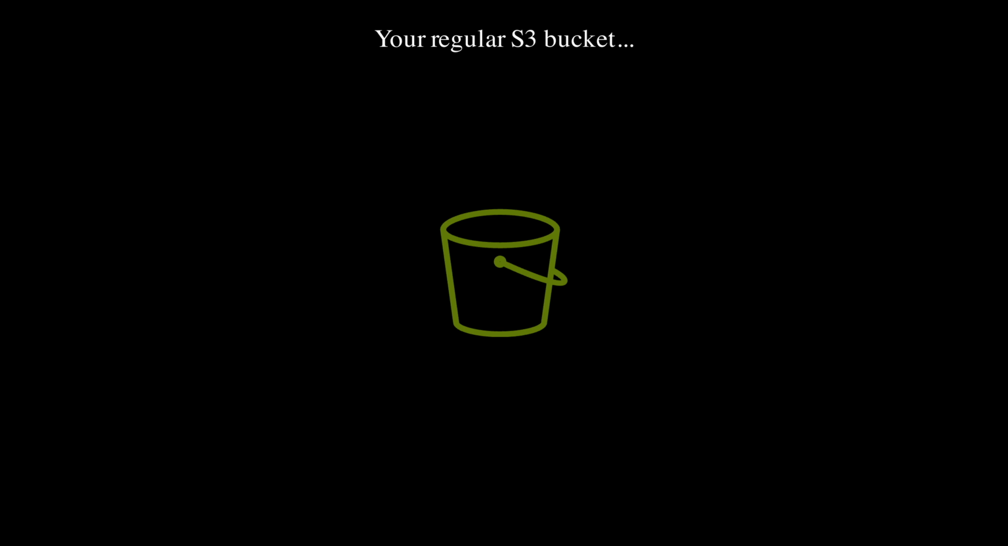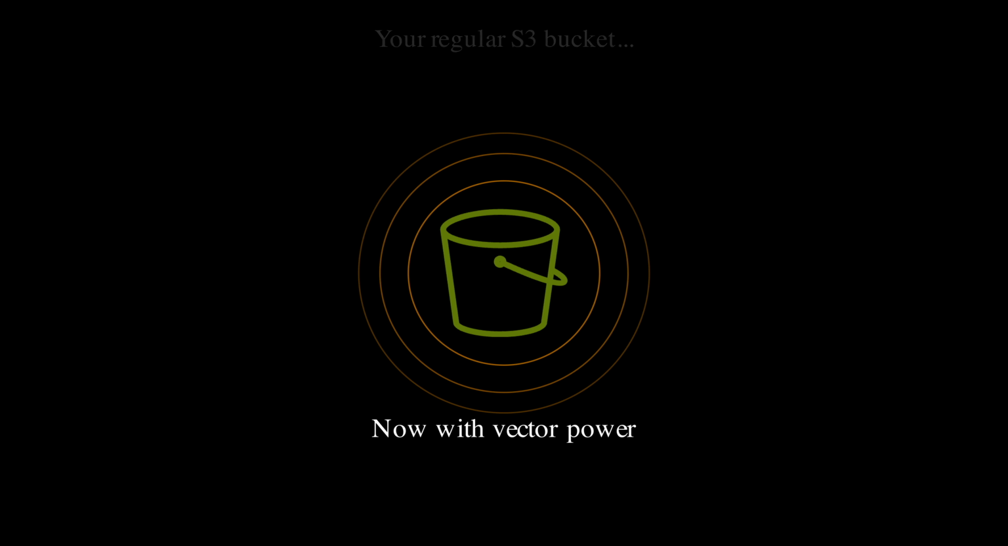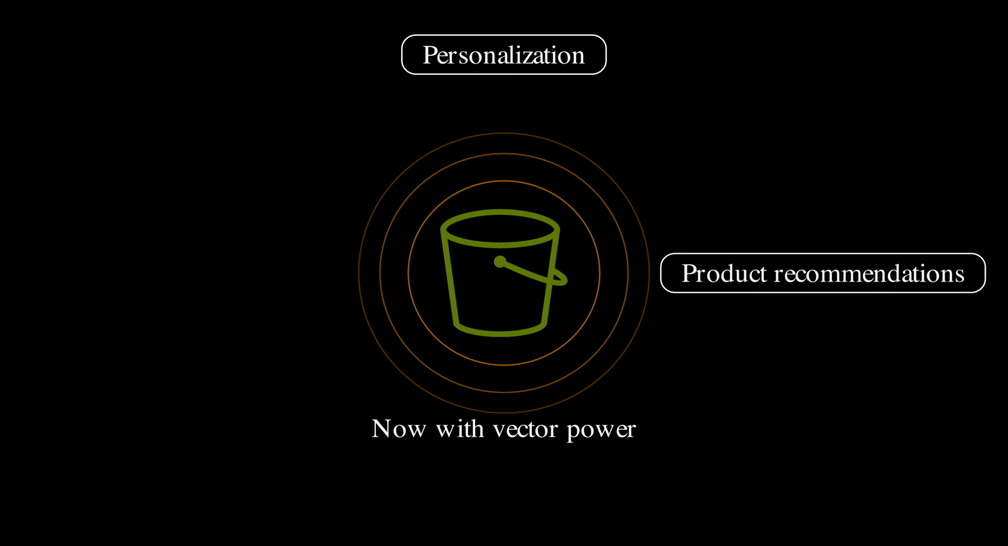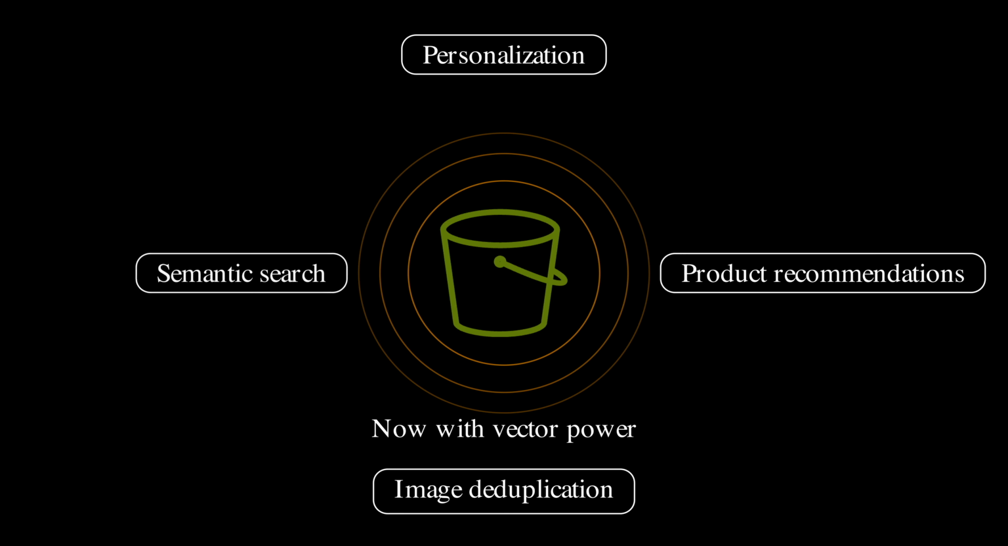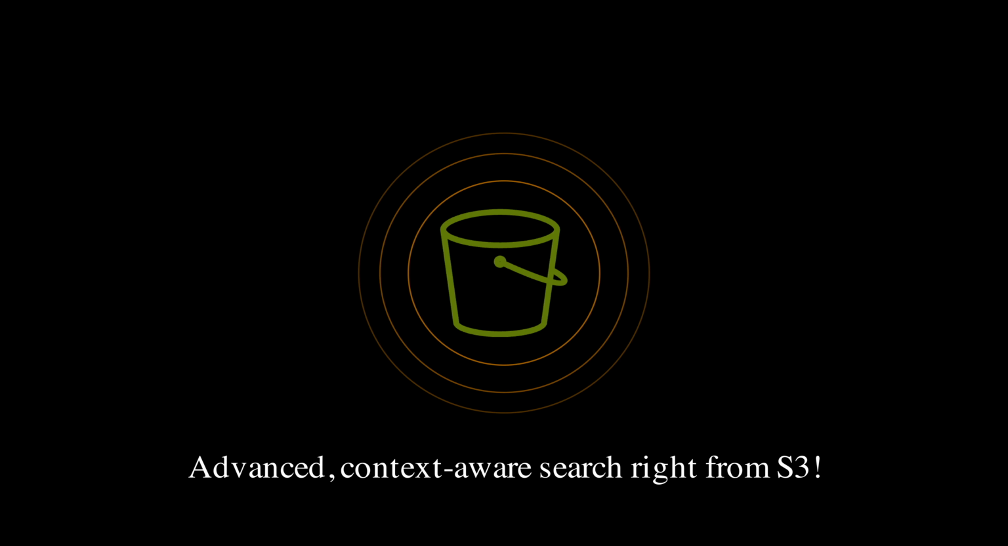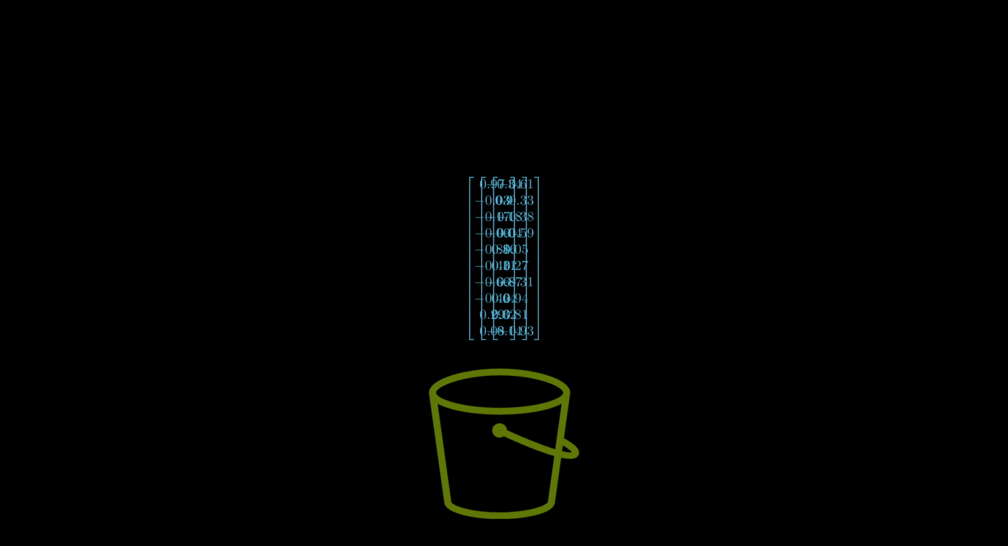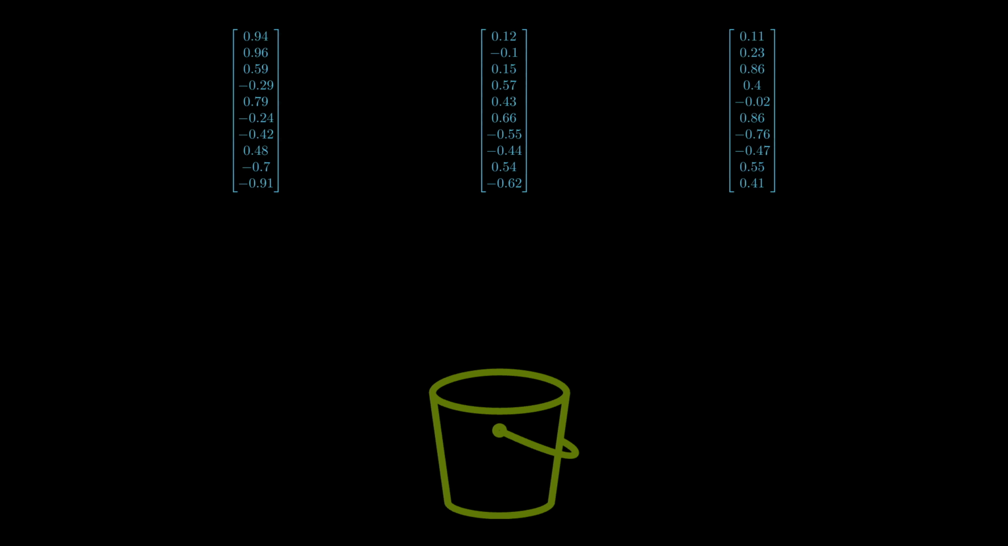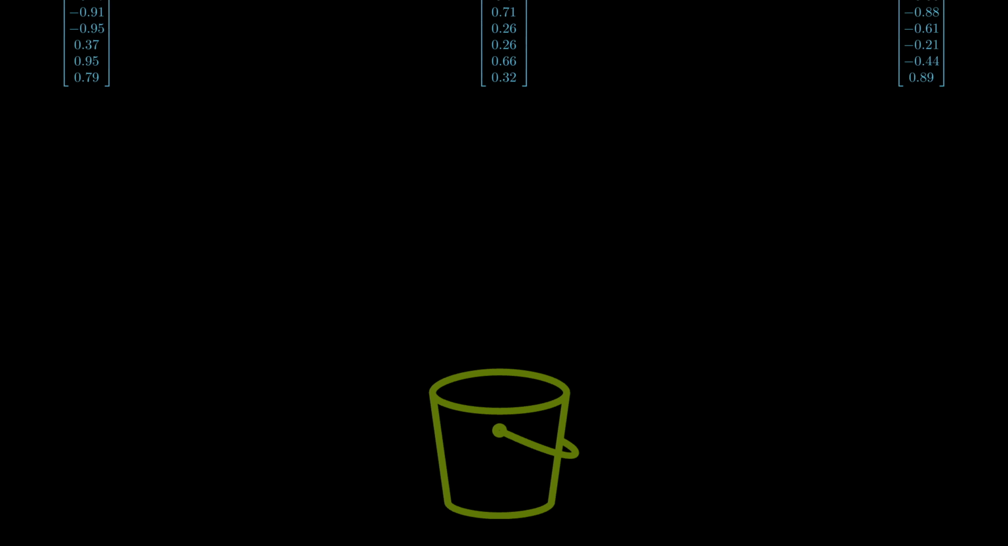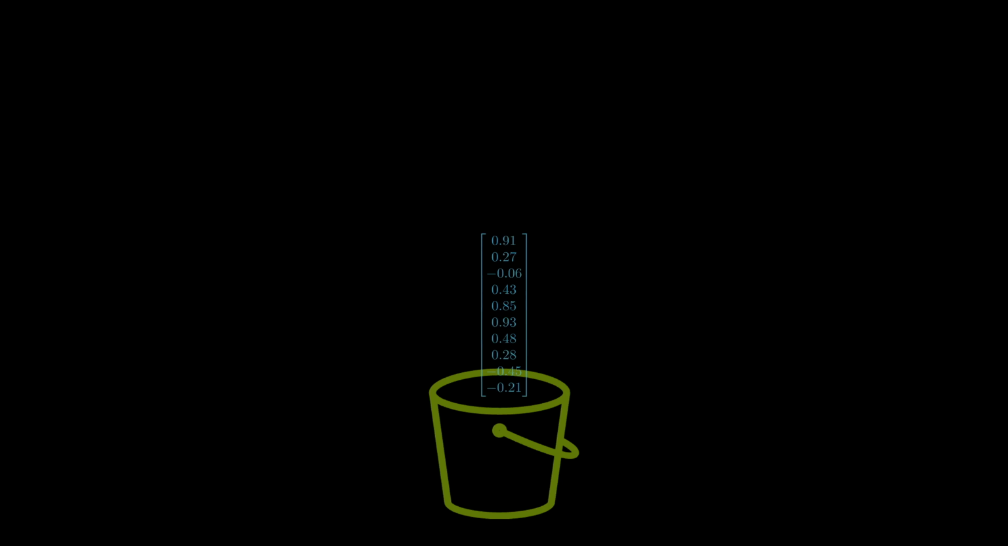So, Amazon S3 just got a major upgrade, that is S3 vector buckets, which brings native similarity search right within your storage layer. Imagine if your regular S3 bucket could handle advanced, context-aware use cases like personalization, product recommendations, image deduplication, and more, all without spinning up a separate vector database. With S3 vector buckets, which is in preview, you can store, index, and query vector embeddings directly inside S3. That means you can power similarity search for AI-driven applications right from your storage layer.